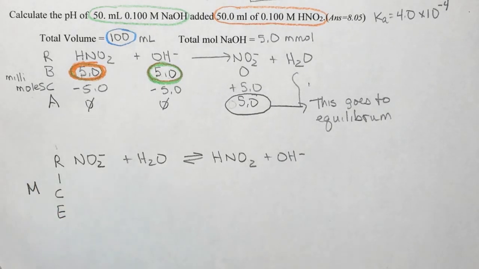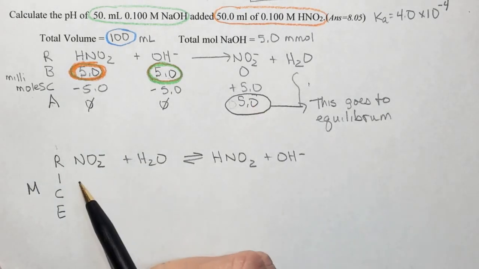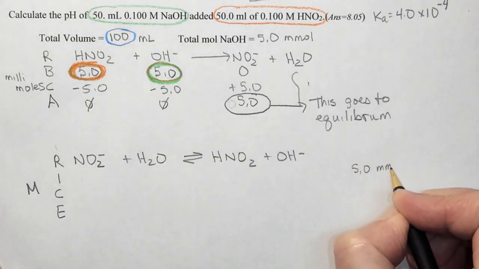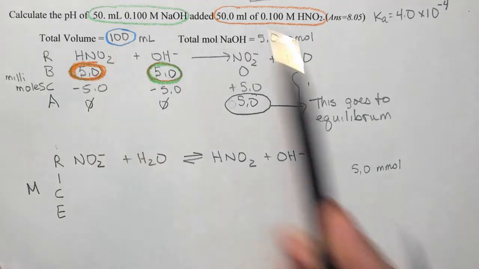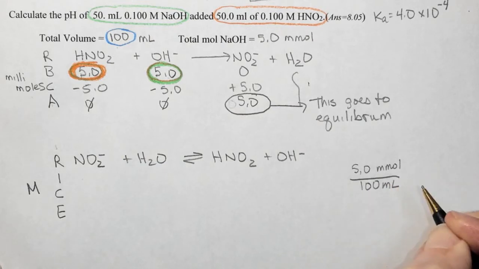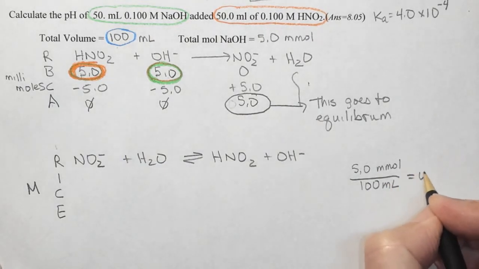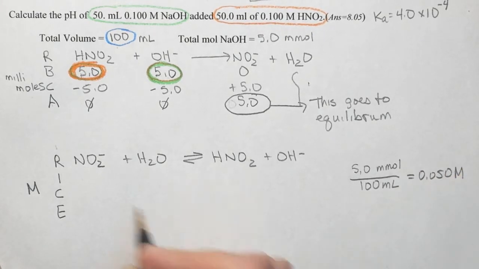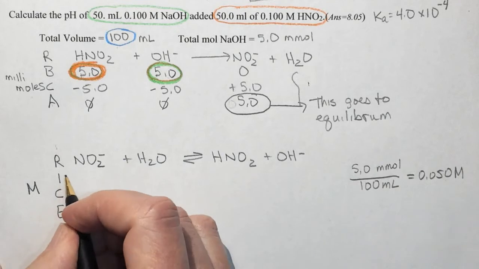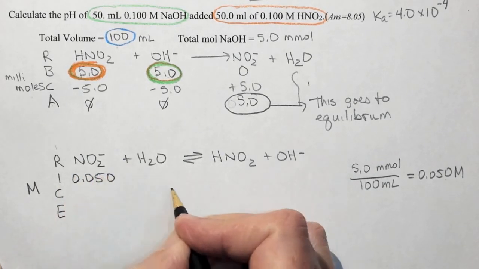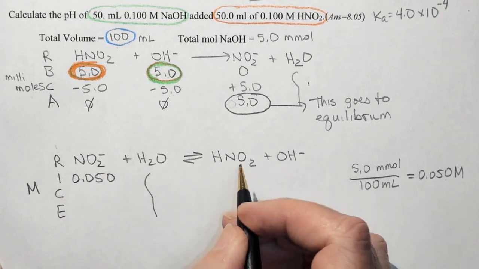Now, for the ICE table, we have to be in molarity since this is at equilibrium. So we're going to figure out the concentration of our NO2 minus. So we have 5.0 millimoles over 100 mLs. And when we go to figure this out, this is 0.050 molar. So we can go ahead and put this value right into our initial concentration. So we have 0.050. We don't worry about the water.